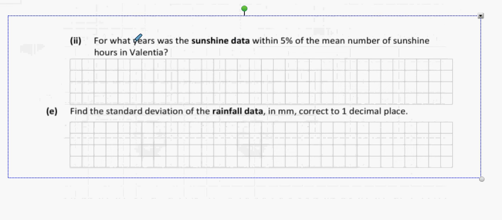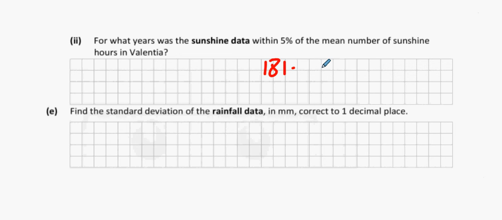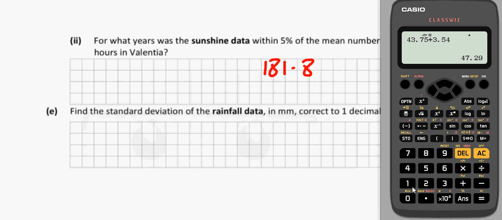Next thing. For what years was the sunshine data within 5% of the mean number of sunshine hours in Valencia? Okay, within 5% of the mean. You said the mean was 181.8. Take away 5% and add on 5%, but there's a really lazy way of doing it. If you want to take away 5%, just multiply 181.8 by 0.95. You're retaining 95%.